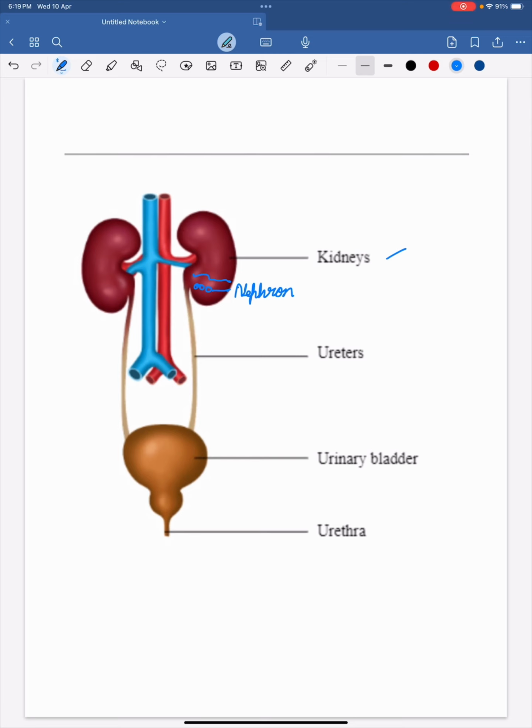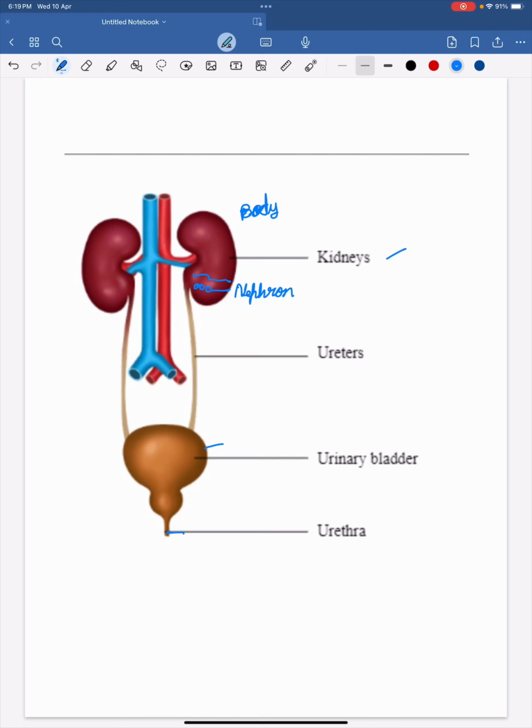So here the blood gets purified, and the urea and uric acid all go through the ureters to the urinary bladder, and the rest of the purified blood is again taken by the body, and then the urine is stored in the urinary bladder until it is excreted from the body. This is known as the urethra, from which the urine is excreted.